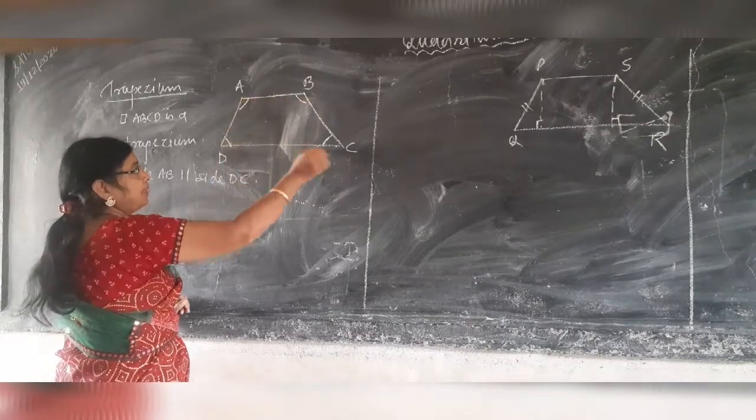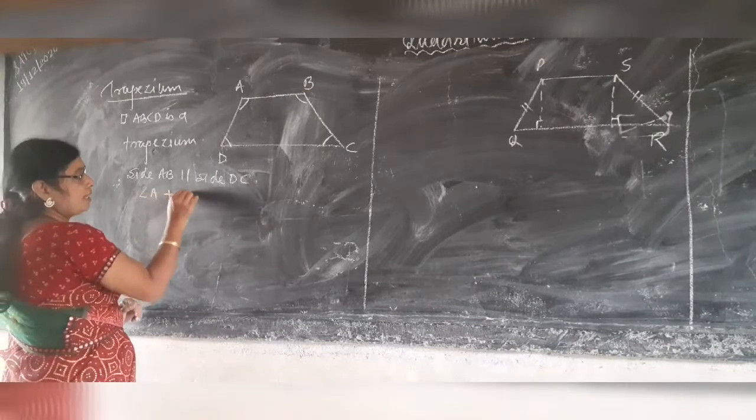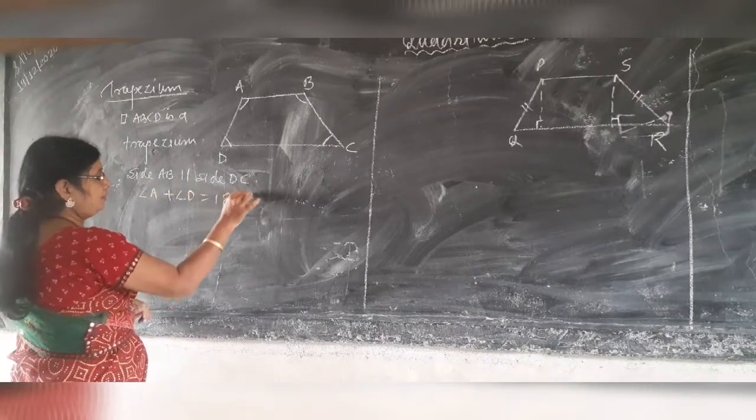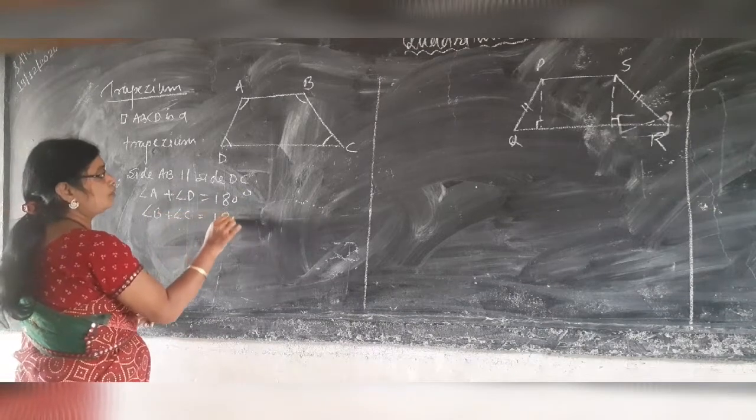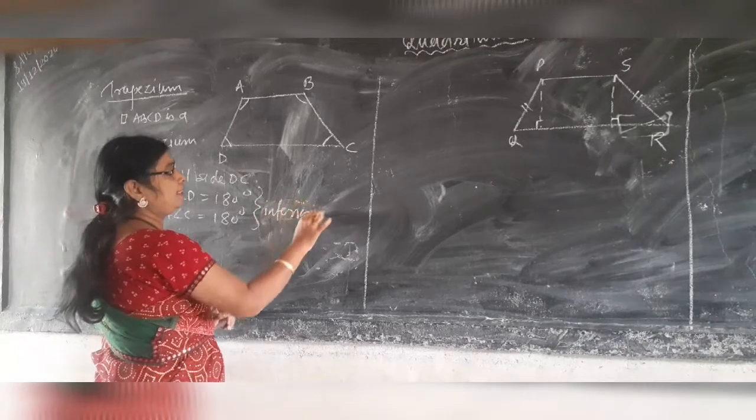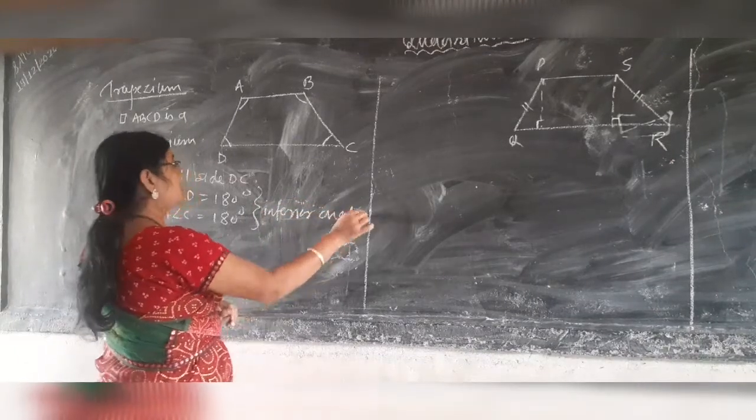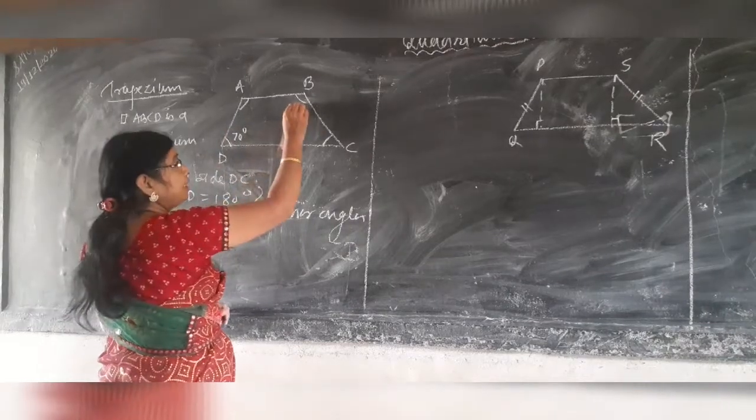These two lines are parallel, so you can take angle A plus angle D is equal to 180 and angle B plus angle C is equal to 180. Which type of angles? Interior angles. Now if one of the angles is given, you have to find out the remaining angle.